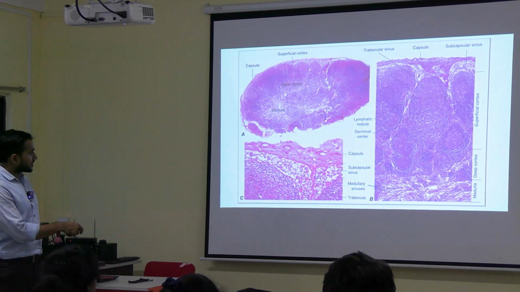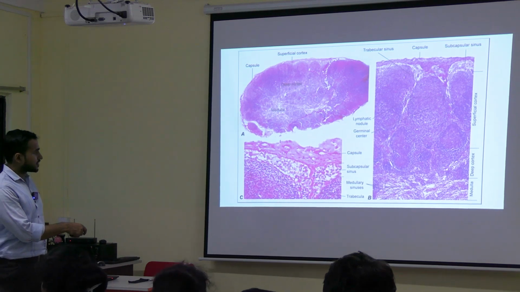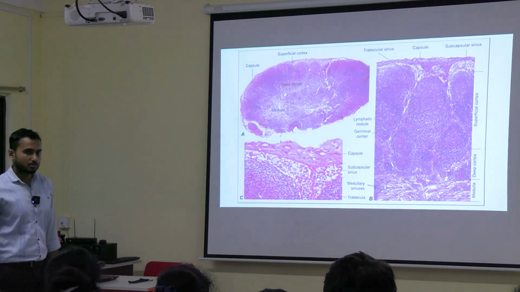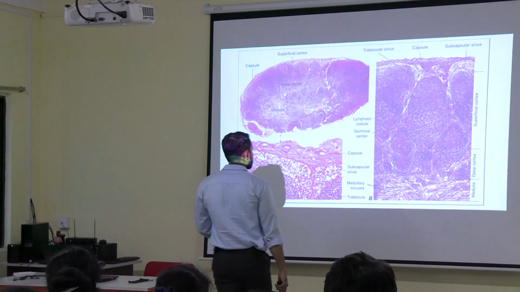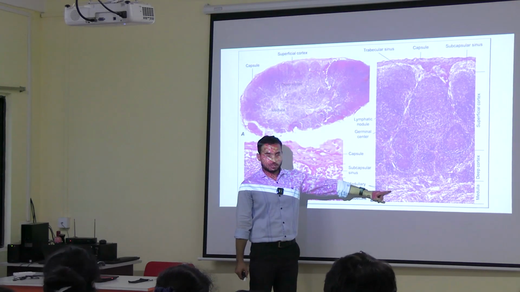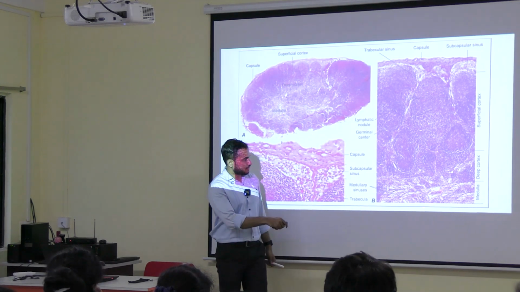This is also under high magnification. Look, this is the capsule. This is the trabeculae. This is which sinus? Subcapsular sinus continuing as trabecular sinus. Can you see the medulla? Here, under high magnification, you can see the medullary sinuses.